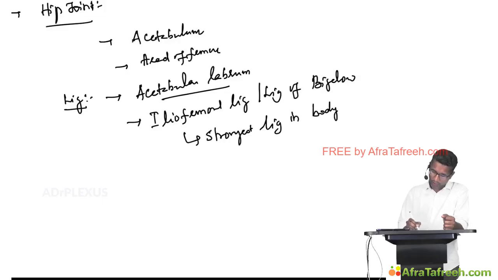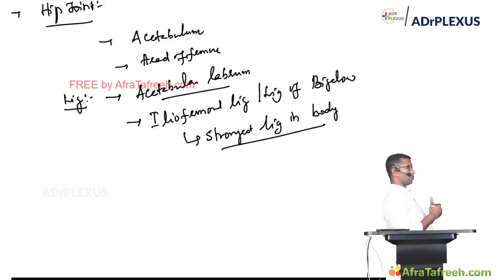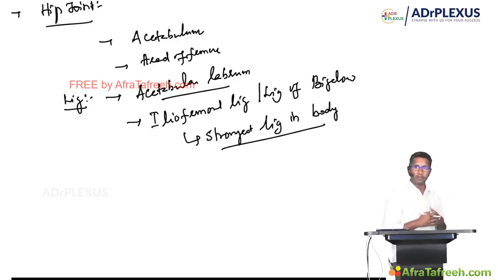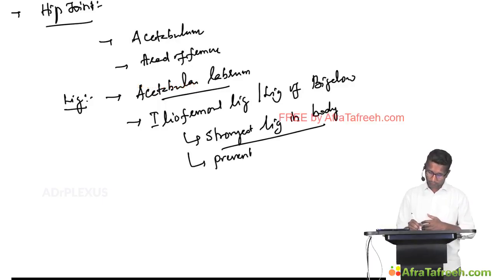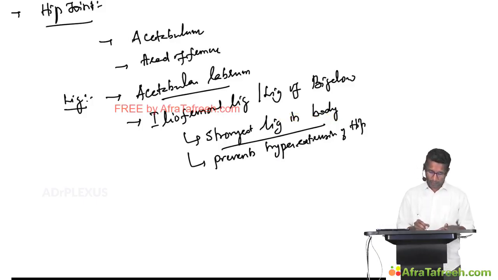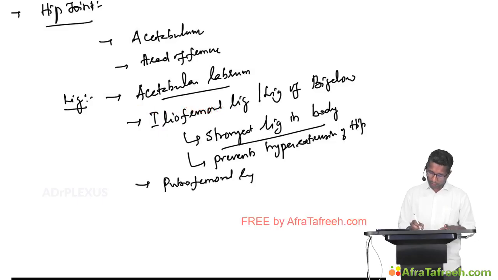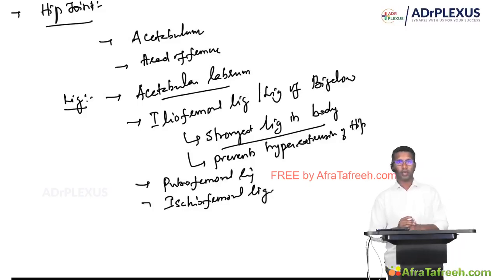Very important, guys. It is the strongest ligament in the body, and this is the ligament which helps in preventing the hyperextension of your body, when it prevents you from falling backwards. So this is the ligament which prevents the hyperextension of the hip joint. The next ligament which you see here is the pubofemoral ligament and the ischiofemoral ligament. So these are the ligaments which are seen in this hip joint.